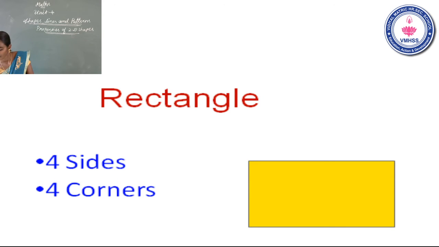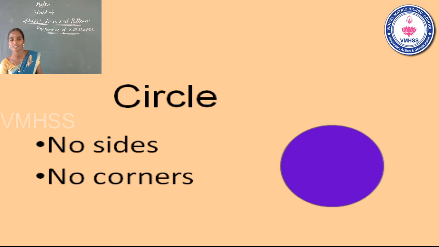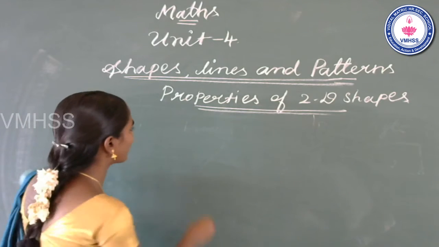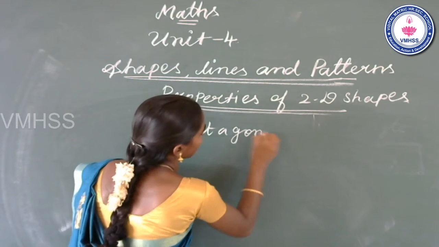Okay, children. Next shape, triangle. A triangle has three sides and three corners. Children, see the next one. Circle. A circle has no sides and no corners. Look at the board. Next, we see the pentagon shape. Children, listen here.